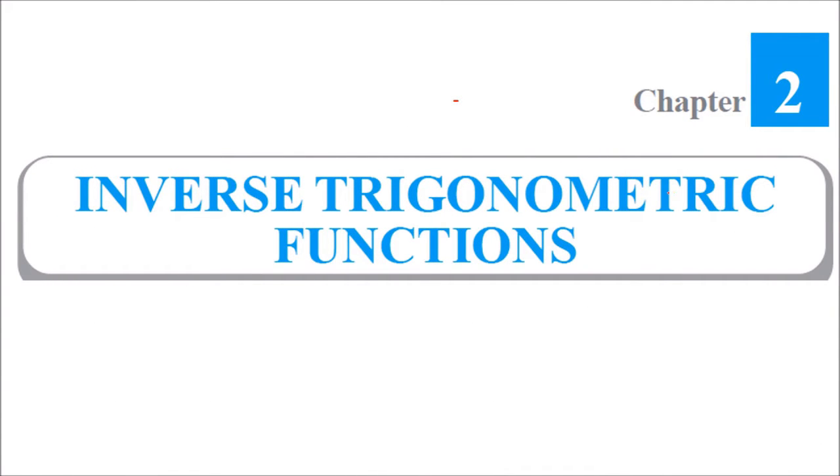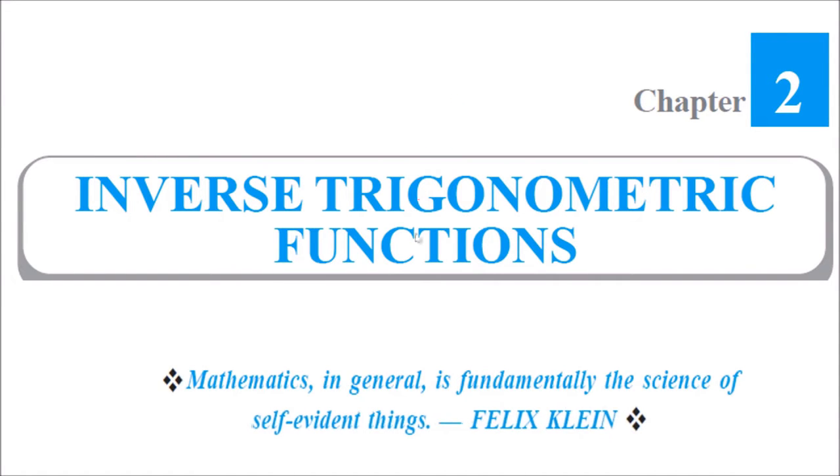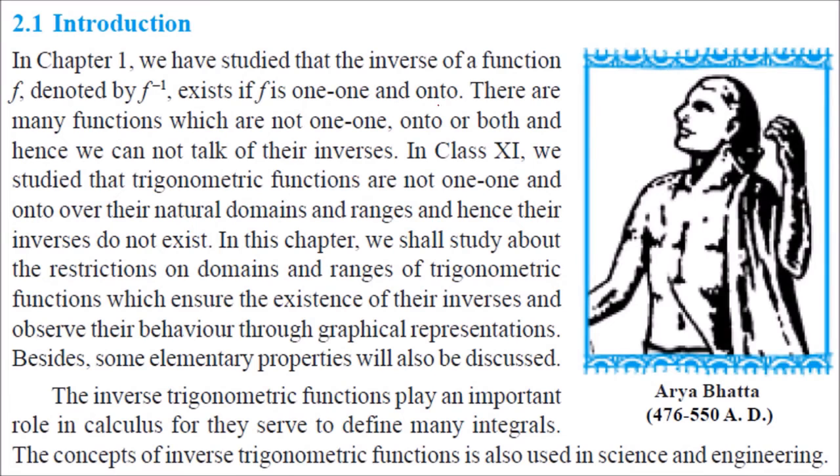We are looking at class 12 chapter number 2, inverse trigonometric functions. We have seen in the previous class that for any function f, the inverse is written as f inverse, and this only exists when f is 1-1 and onto. That is, this function is bijective. This is very important. The whole chapter will talk about this only. 1-1 and onto. That means if the function is not 1-1 and onto, we will not talk about the inverse.